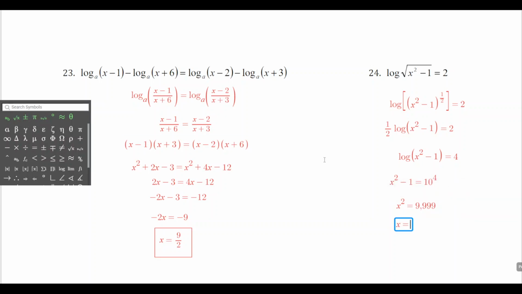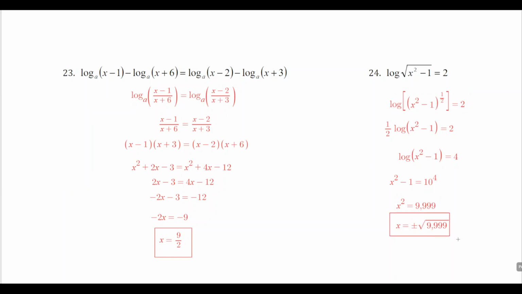We don't actually have a domain problem here because whether or not, let's say I plug in the negative root 9,999. Once I plug it in here, like the first operation that happens is I square it. So it's going to become positive either way. So I do get two solutions here, and those are my two solutions for number 24.